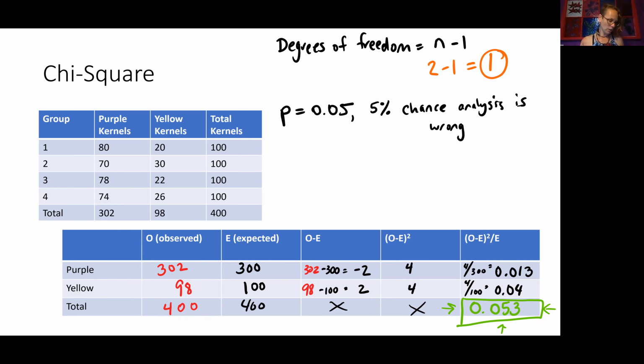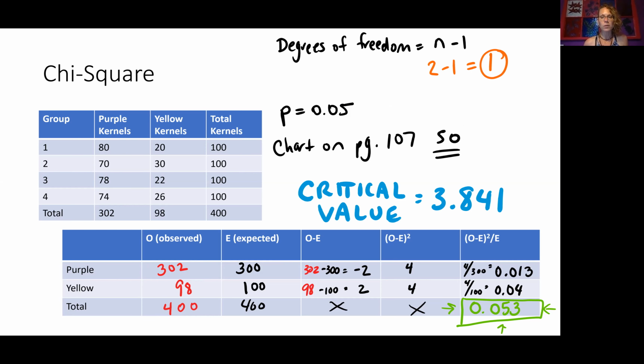So you're looking at your table on page 107. You want to find your degrees of freedom and your p of 0.05. That's where you get your critical value. For us, our critical value is 3.841. So double check that you can find that. Pause if you need to.